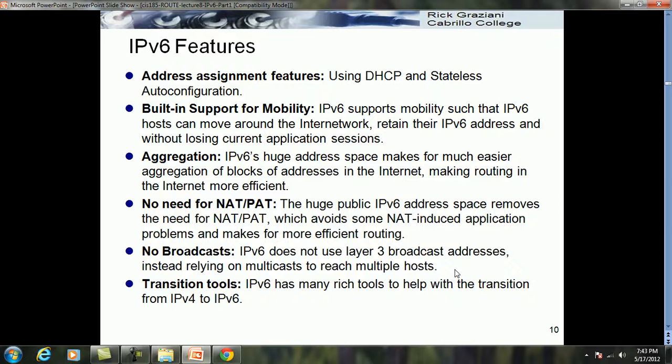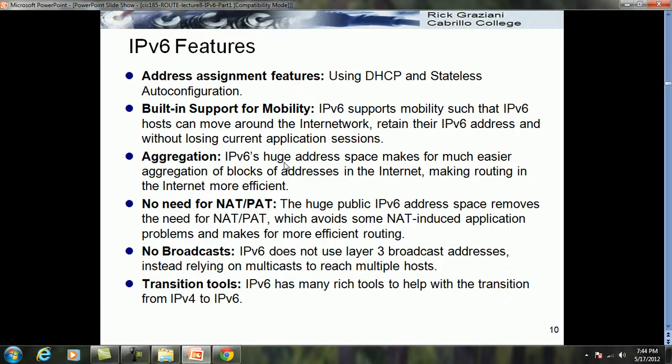Now IPv6 features: address assignment using DHCP and stateless auto configuration. Stateless auto configuration is a new topic, we'll see that later in future slides. Built-in support for mobility, such that IPv6 hosts can move around the internet, retain their IPv6 address and not lose current application sessions. Summarization, aggregation, yes. IPv6's huge address space makes for much easier aggregation of blocks of addresses in the internet, making the routing table in the internet more efficient.